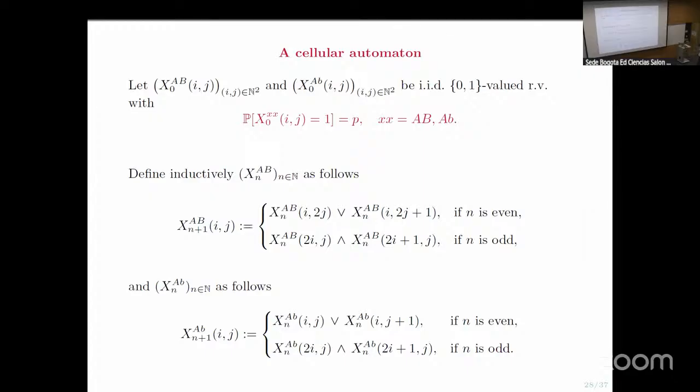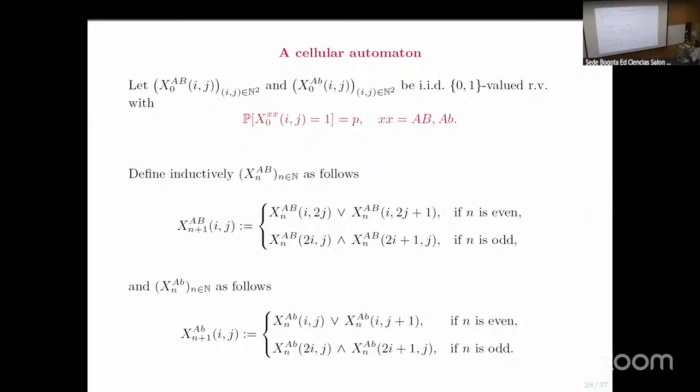And I'm going also to introduce this order. Okay, capital A and small b. In the next time, in time n plus 1, the value of the coordinate aj is going to be the maximum of aj and aj plus 1 if n is even. And in odd times, I'm going to take the minimum of aj and aj plus 1. Okay, those are the rules.